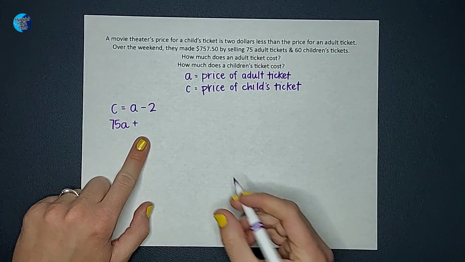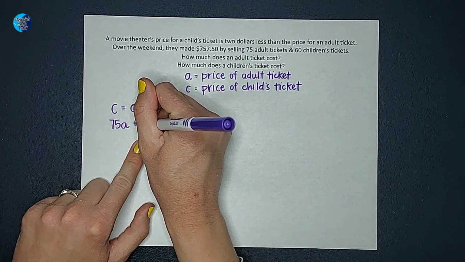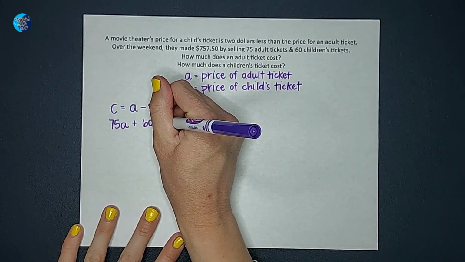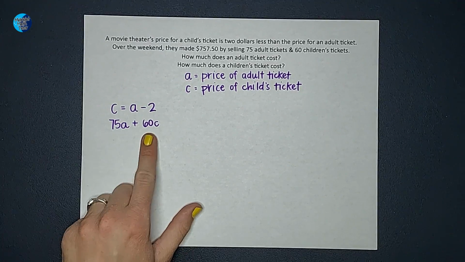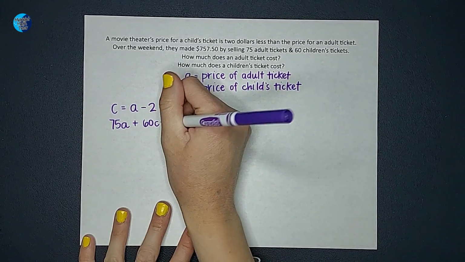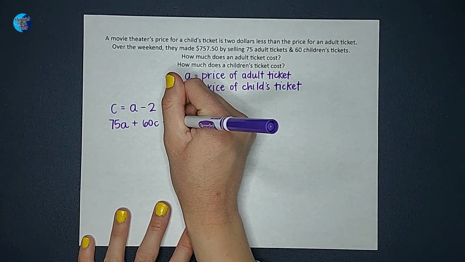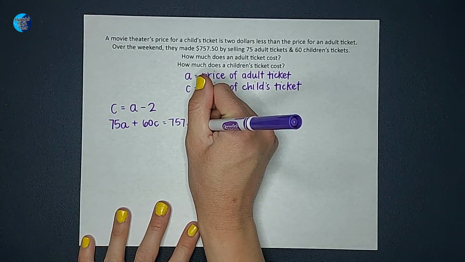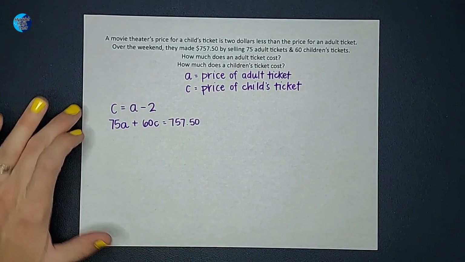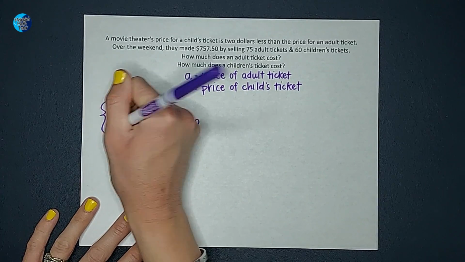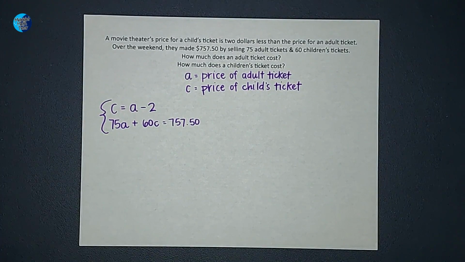And also add that they sold 60 children's tickets. So 60 times however much a children's ticket costs is going to tell me how much they made on children's tickets that day. This is equal to, we know that they made $757.50. Now, I know these two are related, so I can use this as a system of equations to figure out what A and C equal.